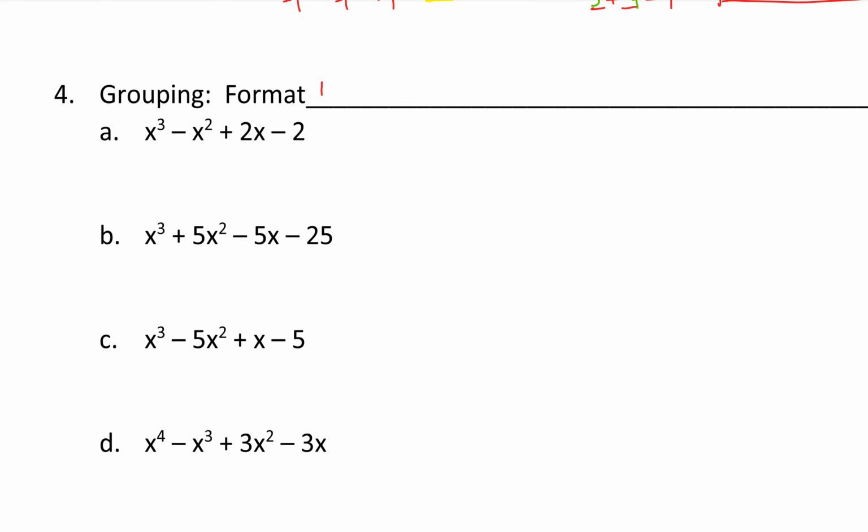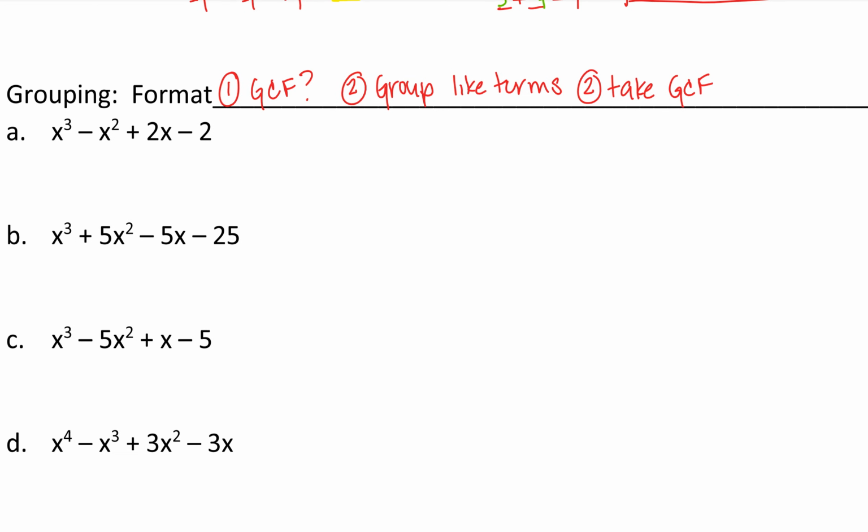So the first thing I always do, well, the first thing I should do for everything, anytime I'm factoring, is do I have a GCF? All right, so GCF first. If I don't have a GCF and I notice I have 4 terms, well, then I'm going to take and I'm going to break them apart. I'm going to make sure I group my like terms together. And then I'm going to take the GCF, greatest common factor, of both.